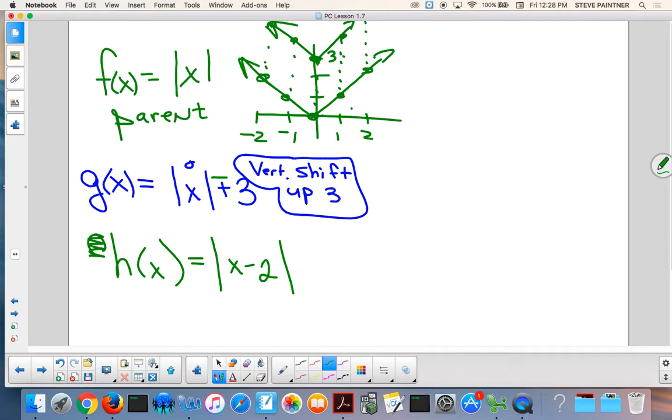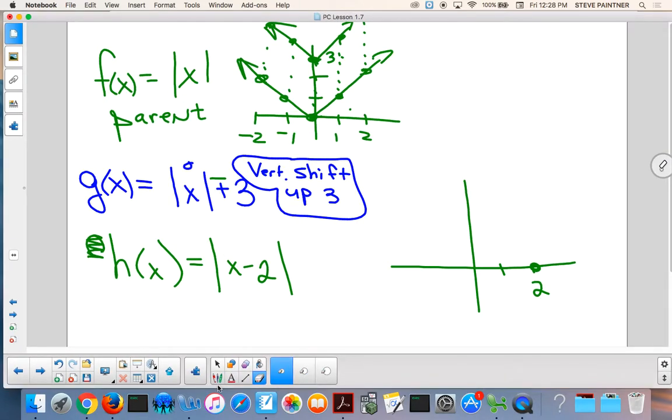Well, if you're saying right 2, then, okay, if I want that vertex right there, you say push it right 2. Okay? Well, then this number would have to be 2 goes in, what do you get? 0. 0, absolute value of 0, 0. So, did we do it right? Yeah, we did.